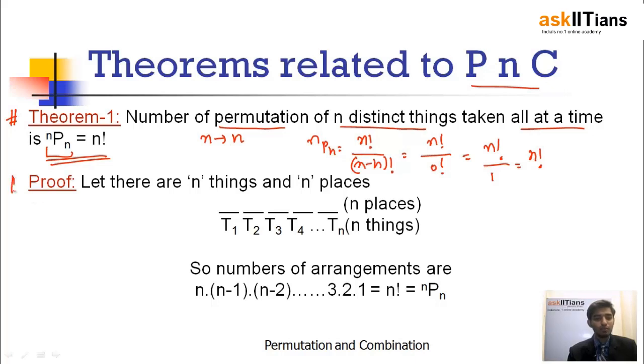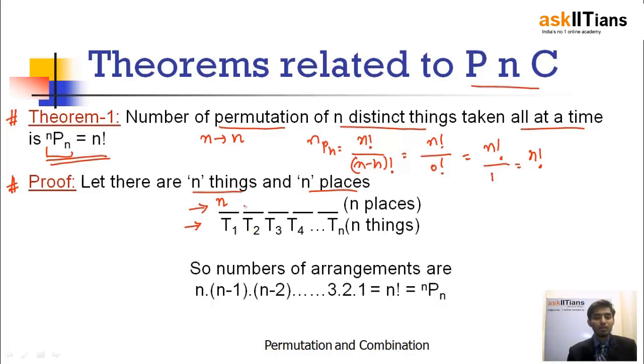So let's see the proof of this. If there are n things and n places, suppose these are n things t1, t2, t3 up to tn, and these are n blank places. If I want to arrange these n things onto these n blank places, then what is the possible number of arrangements? For the first place there can be n options. Either I can put t1, t2, t3, t4 or tn. So n options for the first place.